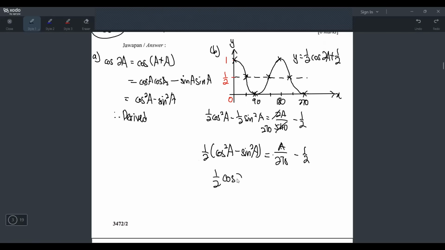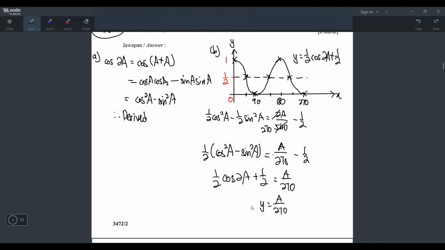See what I did there? I changed to cos 2A. And then the minus 1 over 2, I'll move here, it becomes plus 1 over 2 equals to A over 270. And if you look at this, it's already the same as this. It means this whole thing is y. So now my equation is y equals A over 270.